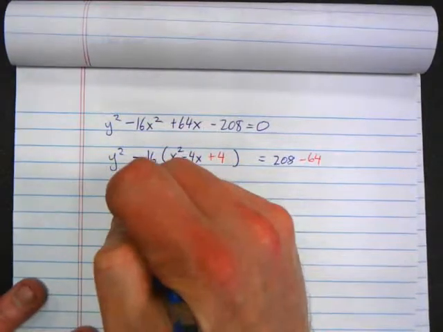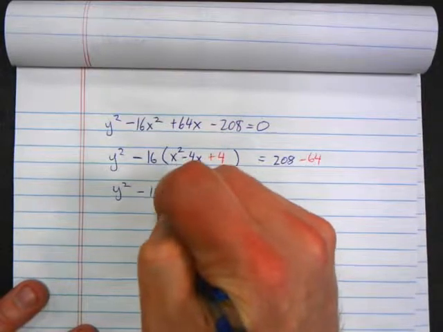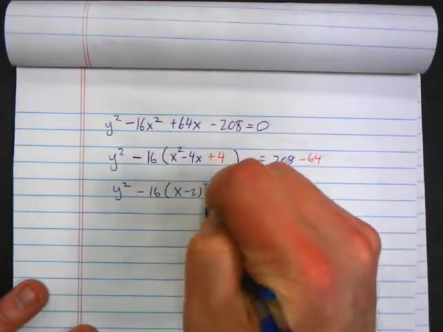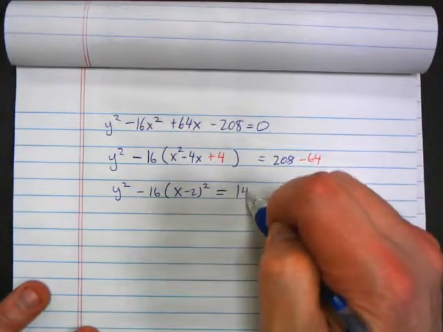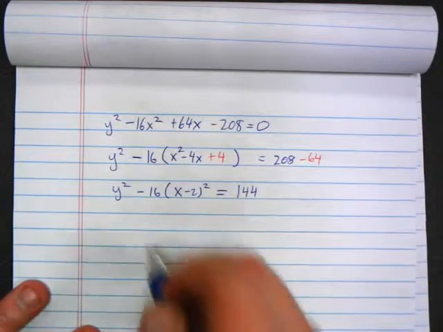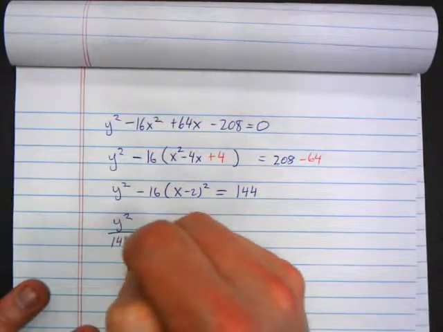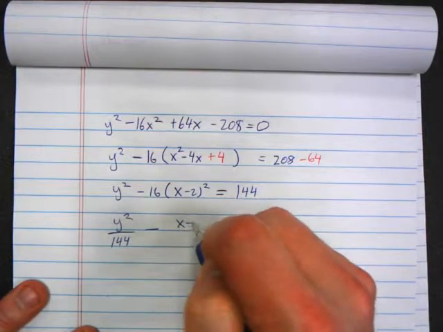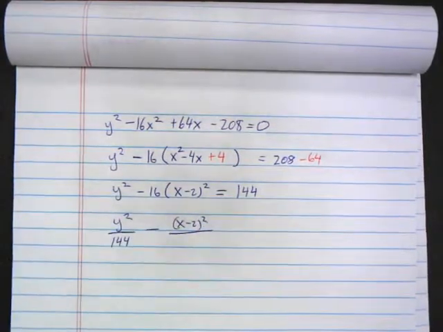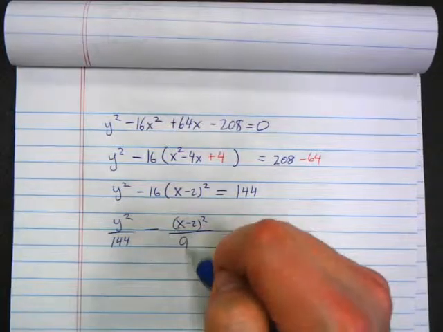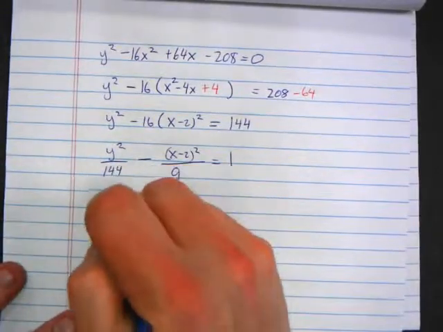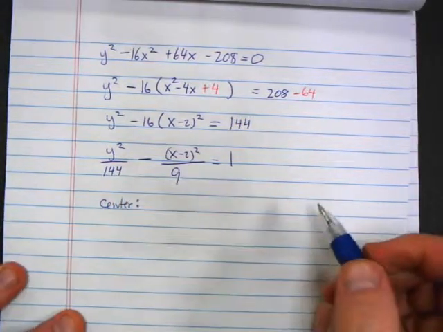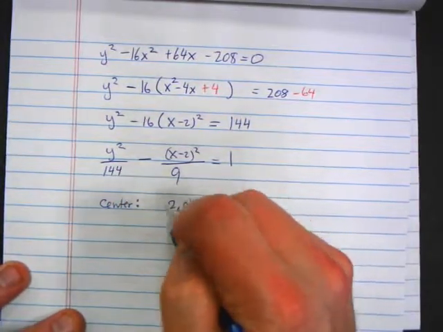All right, so we have y squared minus 16 times x minus 2 squared is 144. I divide by the 144: y squared over 144 minus x minus 2 squared over 9 equals 1. Where's the center? Two, zero.